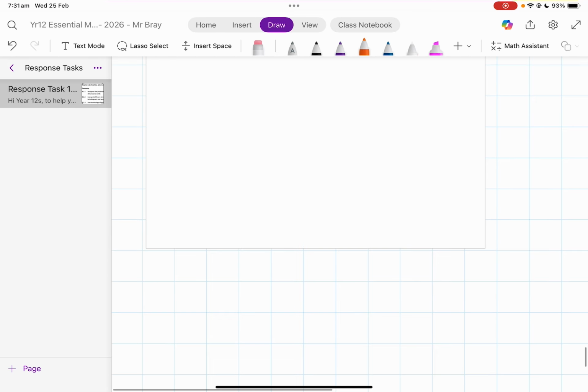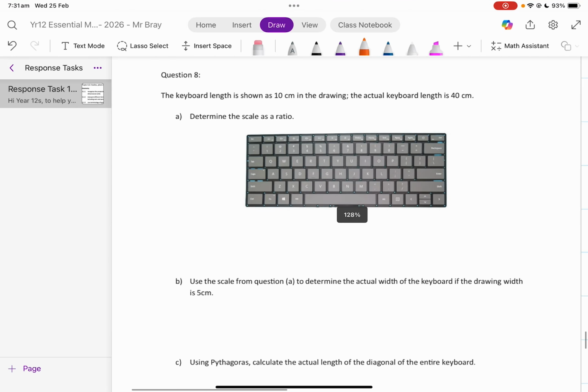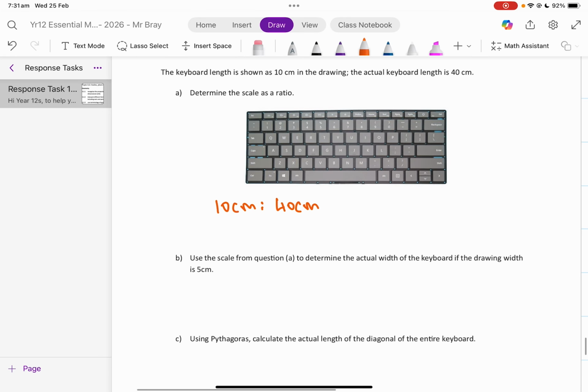Alright, I believe this is the last one. Yep. The keyboard length is shown as 10 centimeters in the drawing. The actual keyboard length is 40 centimeters. Determine this scale as a ratio. So we have 10 centimeters is to 40 centimeters. If we were to simplify this by dividing both sides by 10, we would work out that this is the same as saying 1 is to 4.